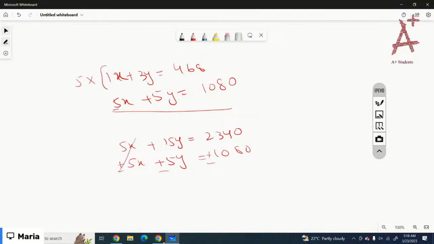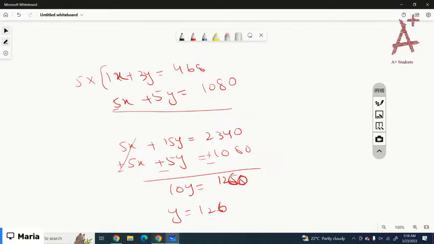It would be 5 minus 5 is 0. 15 minus 5 is 10y, and 2340 minus 1080 is 1260. So let's just divide by 10. It would be then y equals 126. Got it? Now we have to calculate the x value.